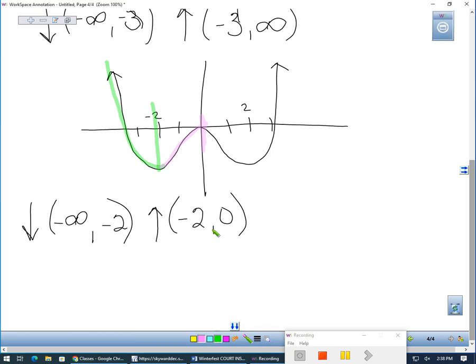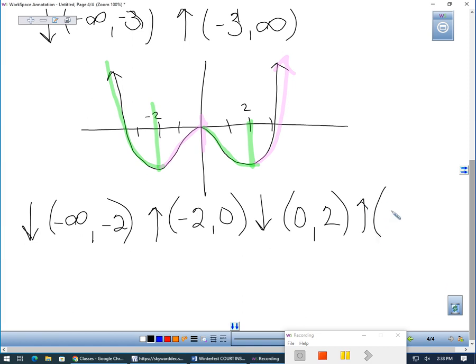Then, as I continue drawing, I'm drawing down again, or decreasing to where x equals 2. So I draw an arrow down, going from 0 to 2. And then the last interval, right? I am increasing. So I draw my arrow up from 2 to what? Infinity, exactly. So this should always start with negative infinity and finish at positive infinity. Okay?